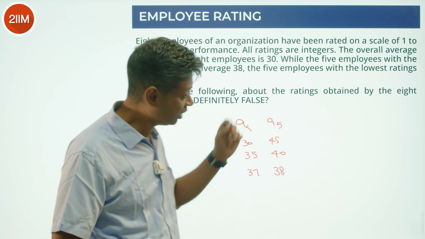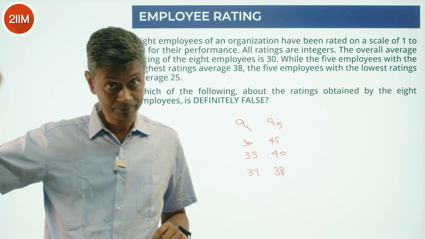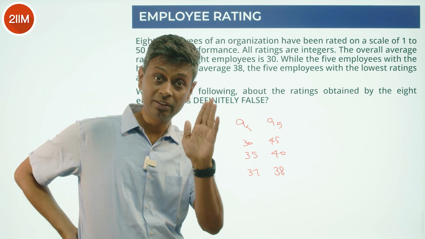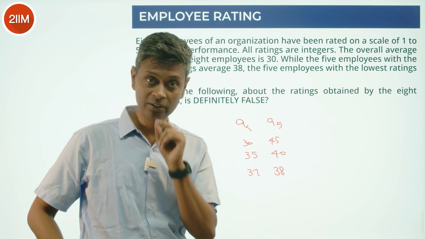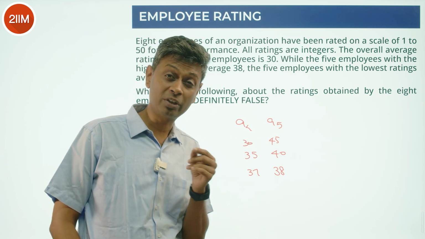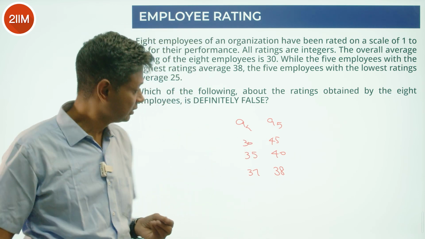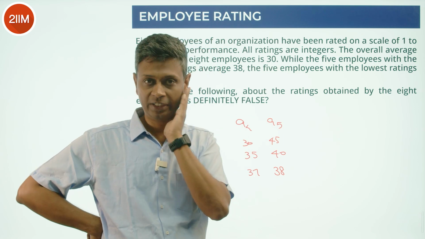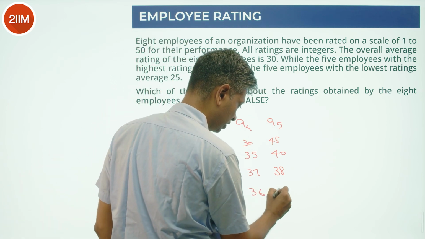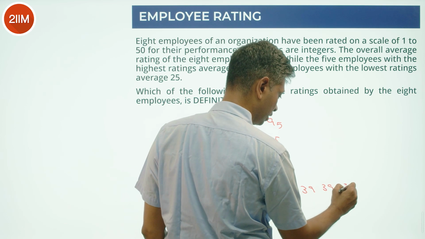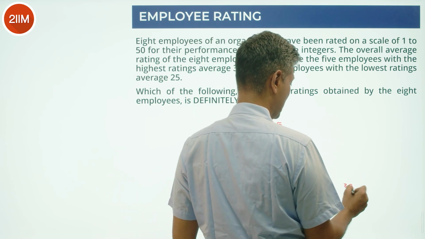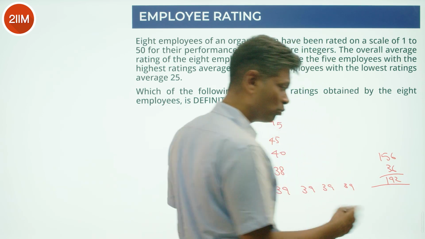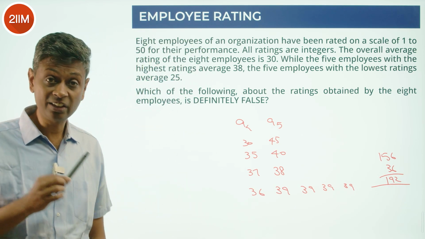Why? Say this is 30 and 45. A6, A7, A8 should all be more than 45, or at least 45. Average of the highest 5 is 38. These two add up to 75. The average is 37 and a half. So if I have even 36 and 39, four 39s and a 36 will be more than 190. Four 39s is 156, plus 36 is 192. It will become more than 190. So even 36 and 39 is not possible.